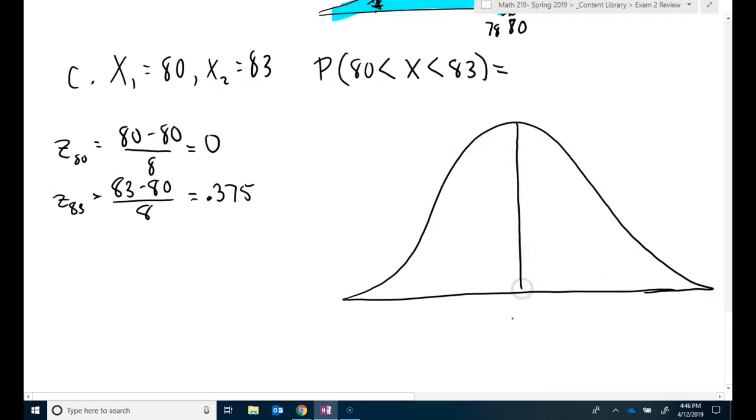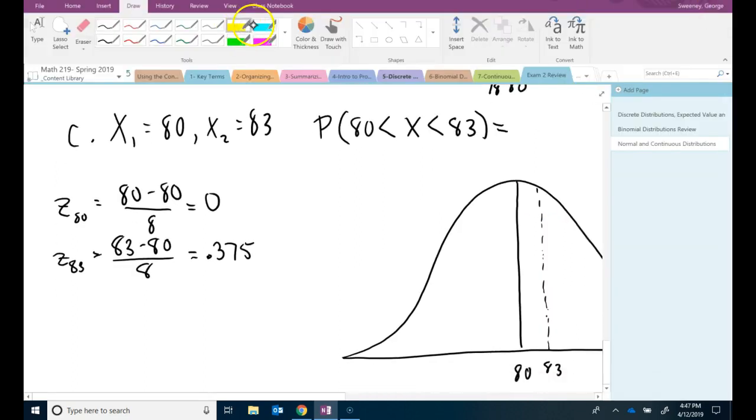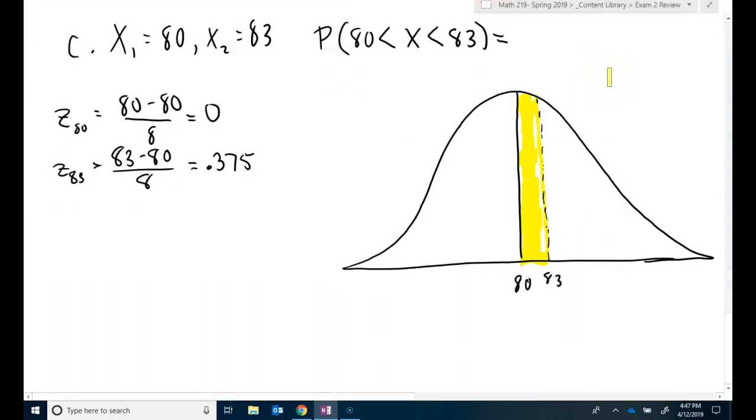There's 80. My mean is 80, mu. And then 83 is 0.375, so it's a little bit farther off than where we had 78, right? Okay, so there's 83. And I'm going to go in here, I'll shade it. You don't have to shade in color. You just need to use your pencil in order to shade it. There's my shading. Okay. Now, when I go in and actually calculate what this should be, it should be somewhere around there.